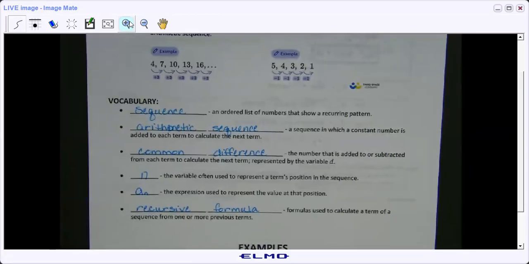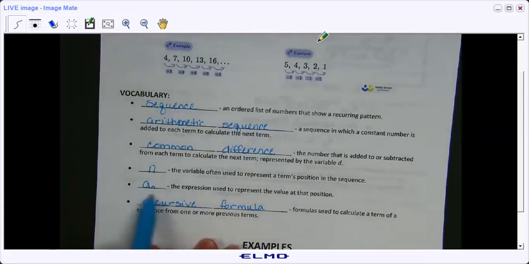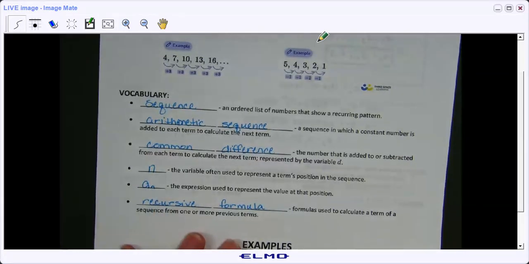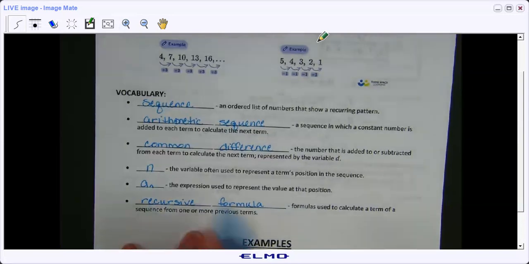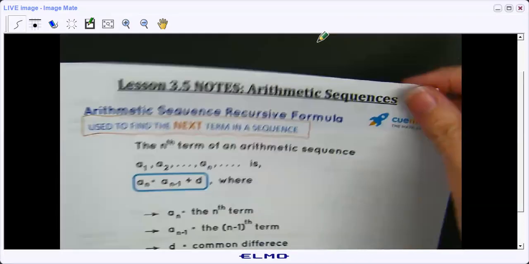Okay. Any questions? Yes. I don't get what the a and the n is. Okay, this right here represents what you're looking for. The n represents the term that you're looking for, and a sub n is what you're solving for. So a sub n just means that that's what your next term is going to equal. When we start using it, it'll make a little bit more sense. But let's go to page 2.